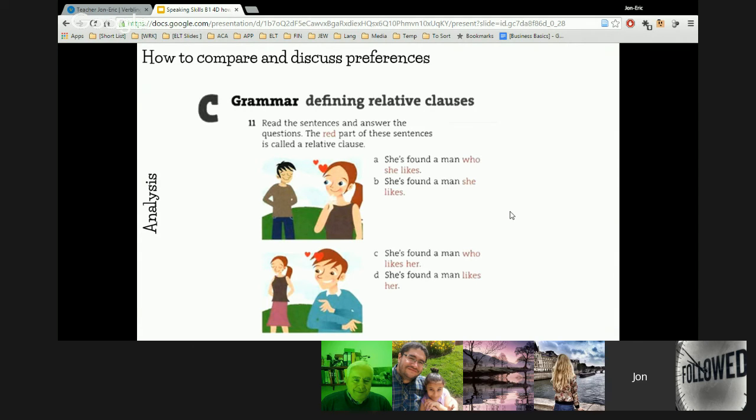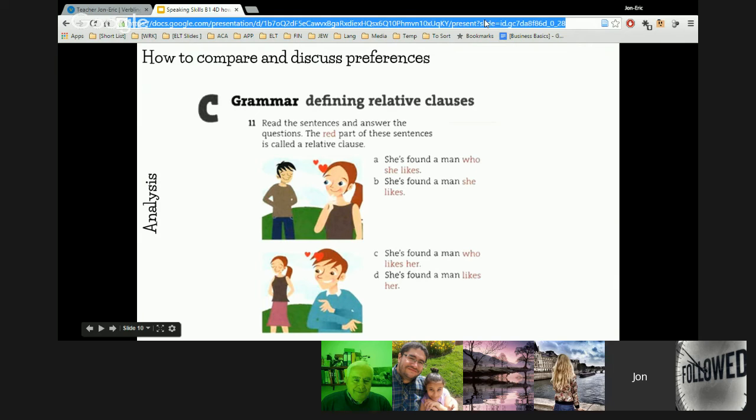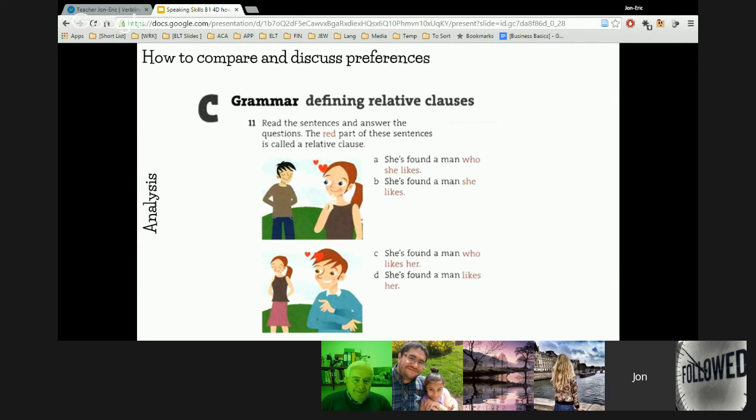Okay. Could you read B for us? She's found a man she likes. Very good. Is it also a relative clause? No, it's not. Nope. And here's the reason why. What word is missing in B? Who. Yes, who. Okay.